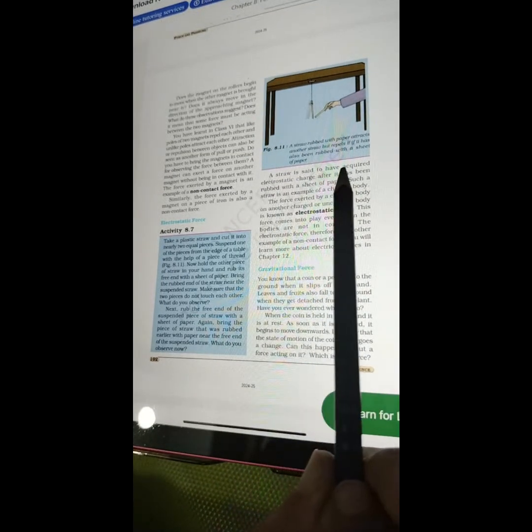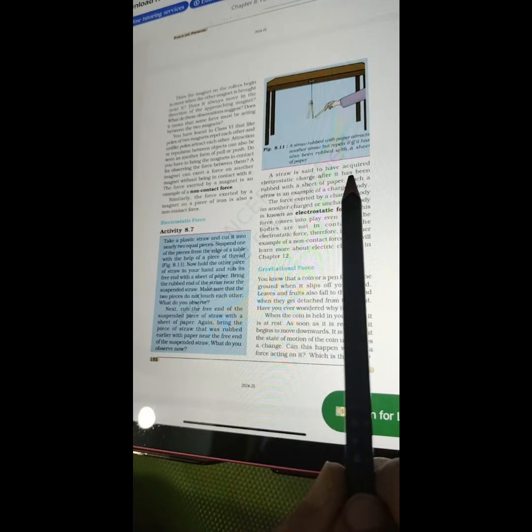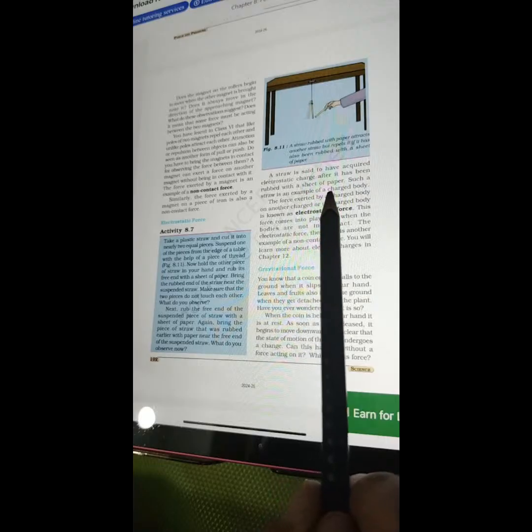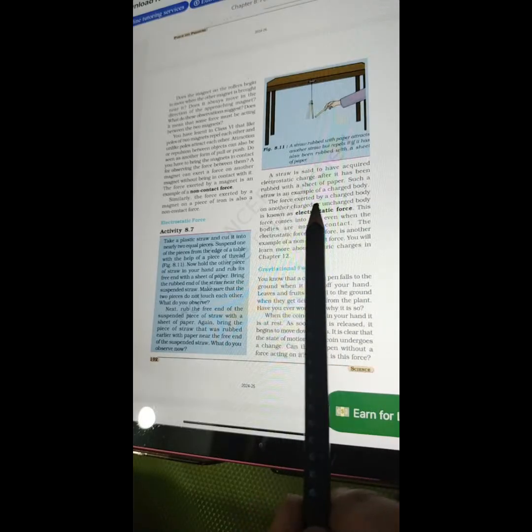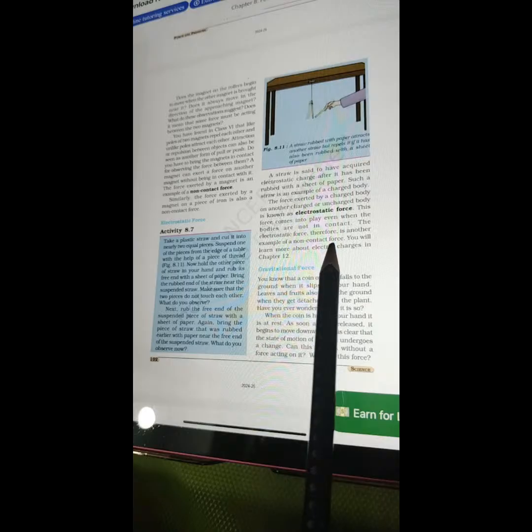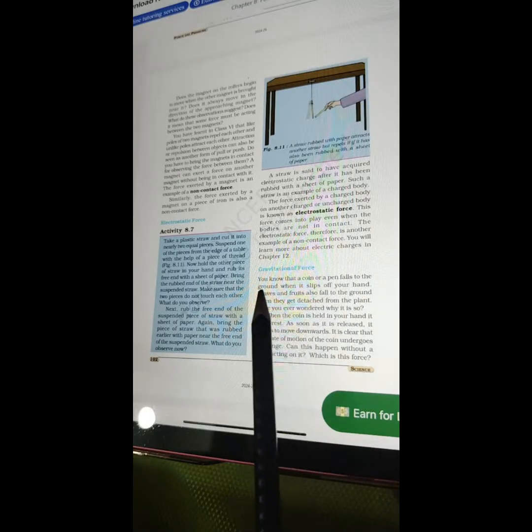A straw is said to have acquired electrostatic charge after it has been rubbed with a sheet of paper. Such a straw is an example of a charged body. The force exerted by a charged body on another charged or uncharged body is known as electrostatic force. This force comes into play even when the bodies are not in contact. The electrostatic force, therefore, is another example of a non-contact force. You will learn more about electric charges in chapter 12.